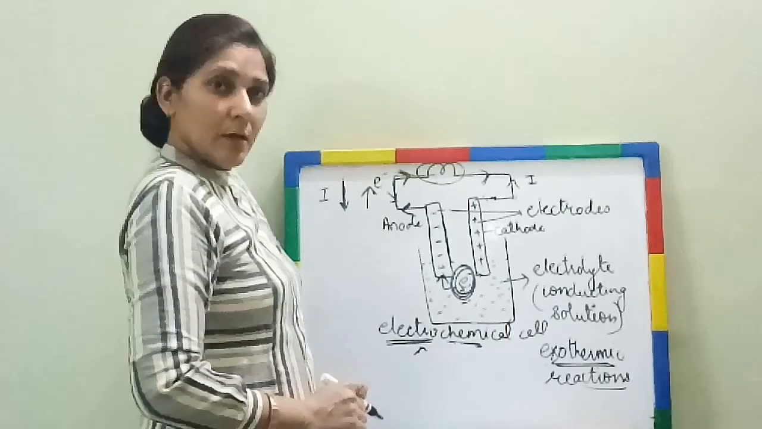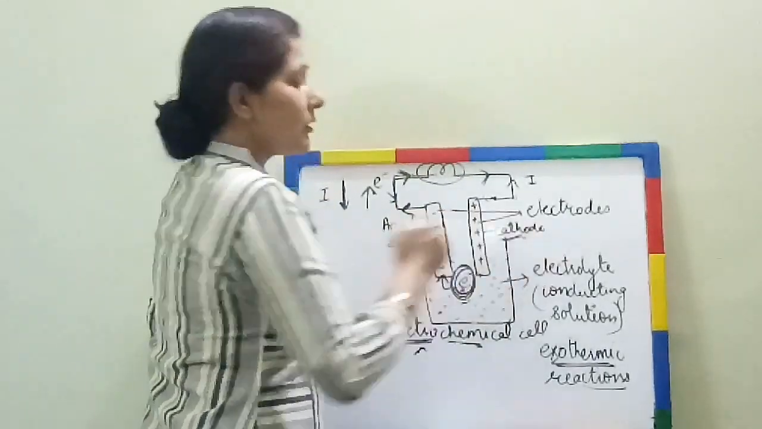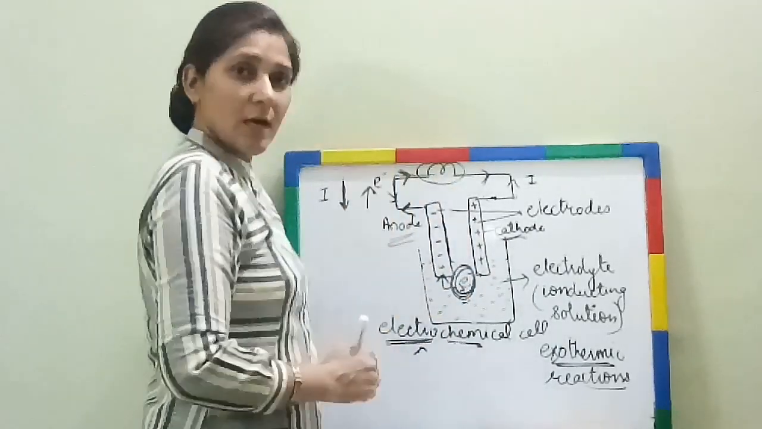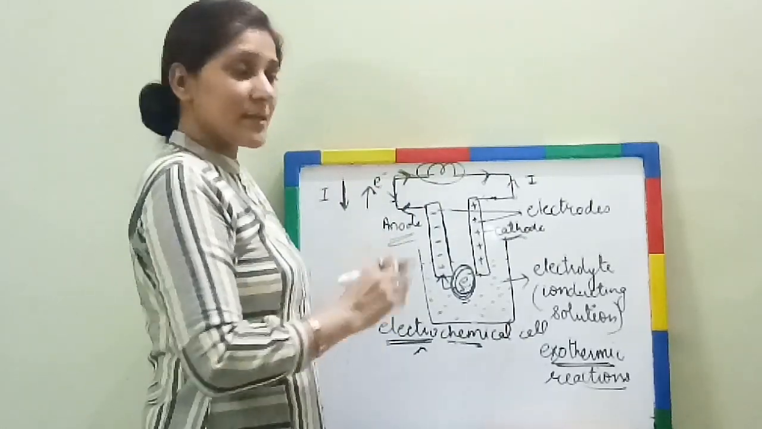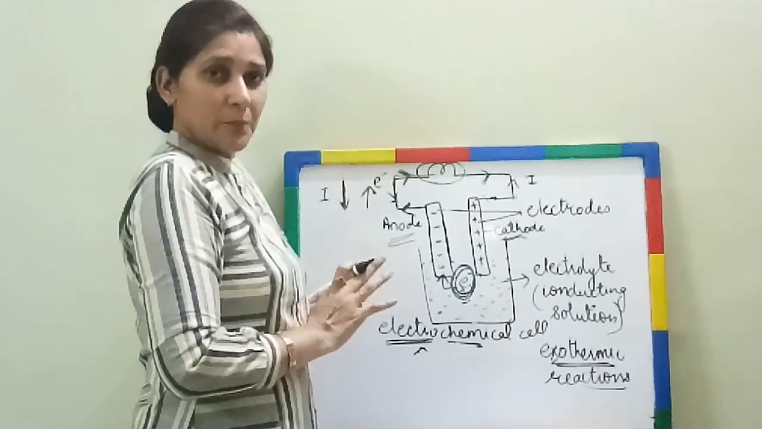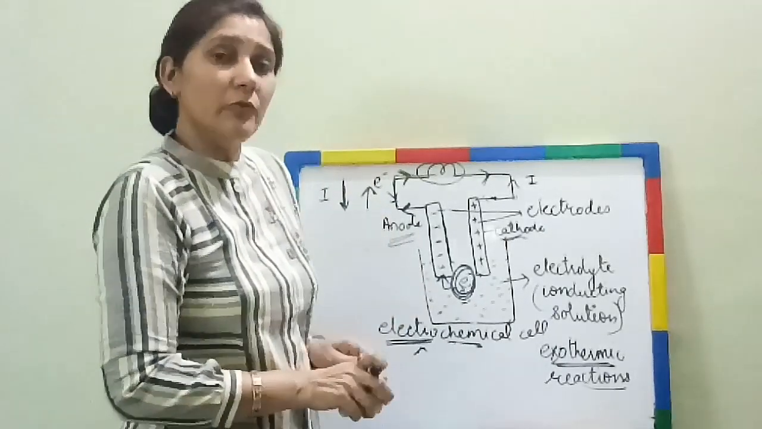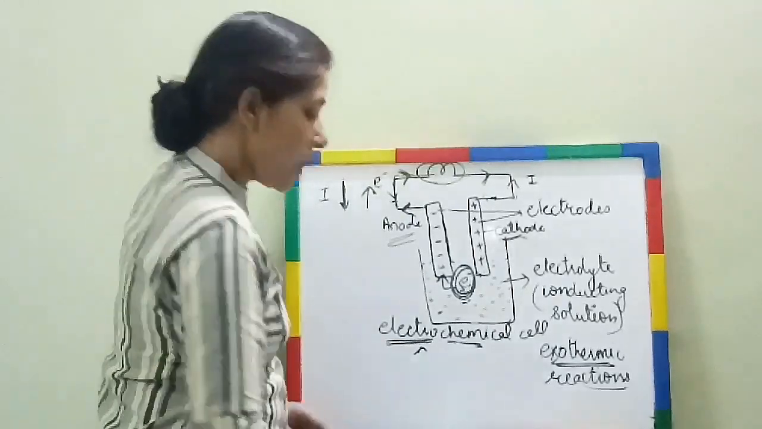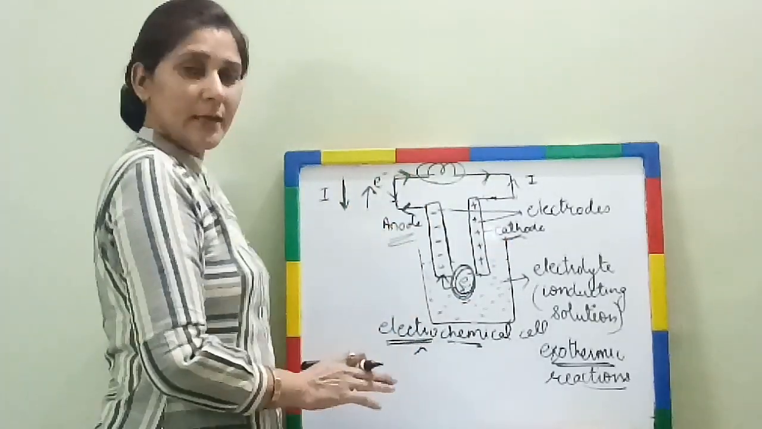Got it? Now, when we are talking about these two electrodes, one electrode is rich in negative charge, the other electrode is rich in positive charge. That means there is a difference in the potential, and this difference in the potential is what we talk about as electromotive force. Now here we are going to define this electromotive force. How to define that? We'll see that. I believe all of you are able to understand it.